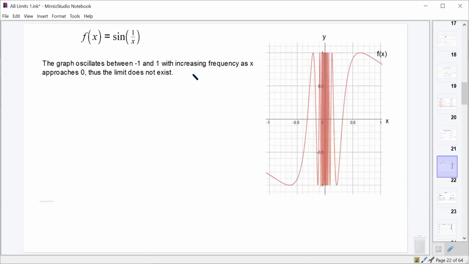So we would say that the graph oscillates between negative 1 and 1 with increasing frequency as x approaches 0, and the limit can't exist because there are an infinite number of these times where it goes back and forth, and therefore it can't be narrowing out to some number. It can't be narrowing out to 0 or to 1 or to negative 1 or anything in between, because it always goes back to 1 and back down to negative 1.